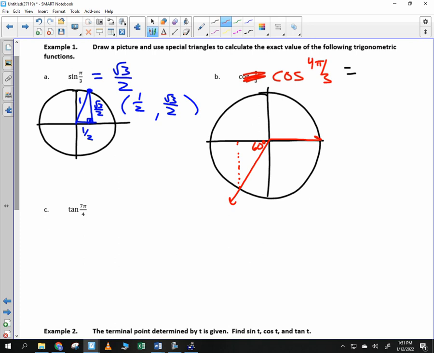Let's solve this triangle. We know that the hypotenuse is 1. What are the other two sides? 1/2 and root of 3 over 2, right? So what's my coordinate?